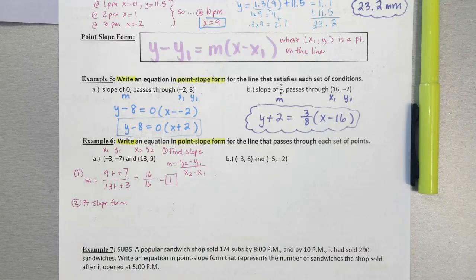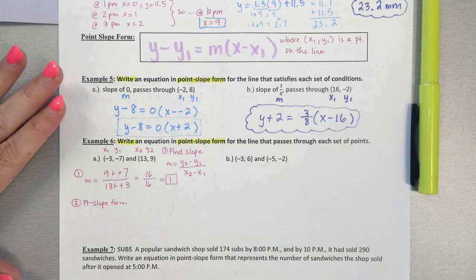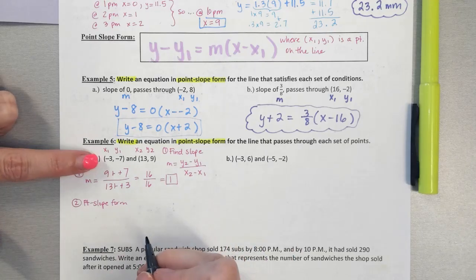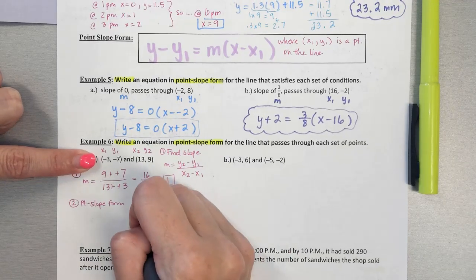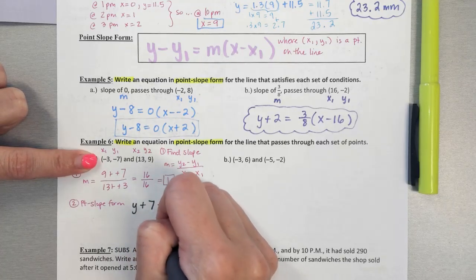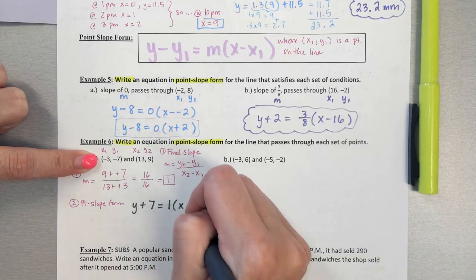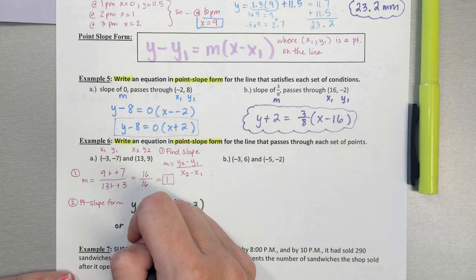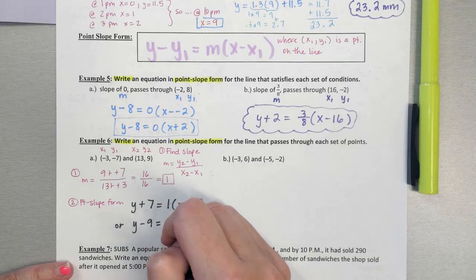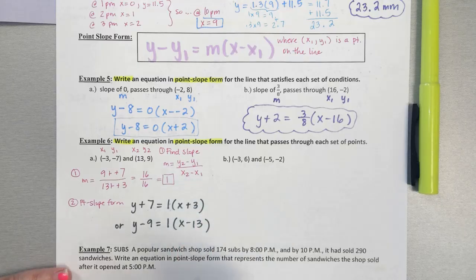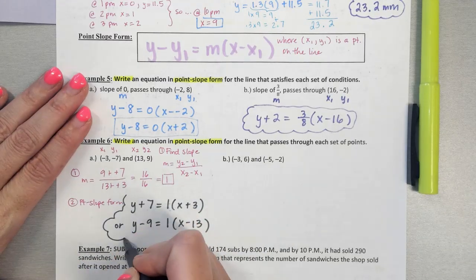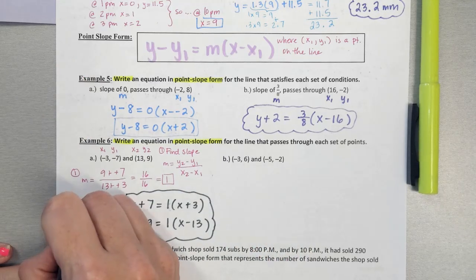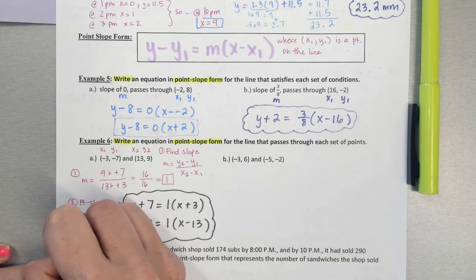And when you're putting it in point slope form, you actually have two options. If you use the first point, then you would have y minus negative 7, which turns into plus 7, equals 1 x plus 3. Or if you use point 2, you have y minus 9 equals 1 x minus 13. So you can decide. You don't have to write down both. You can choose point 1 or 2.